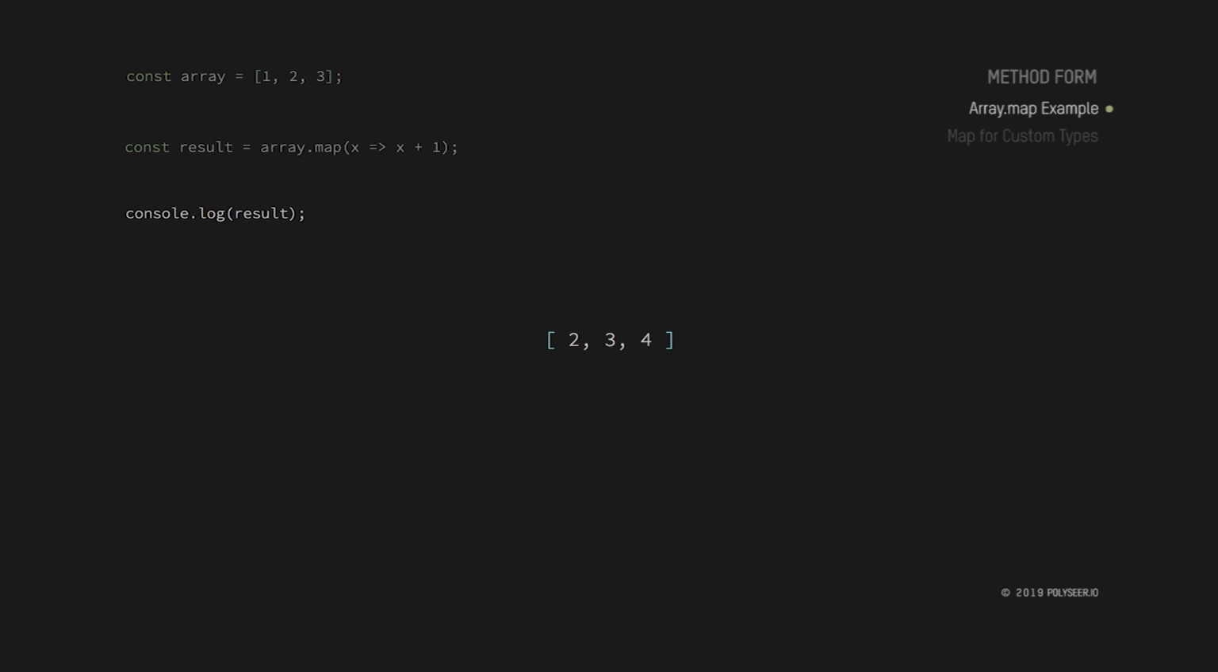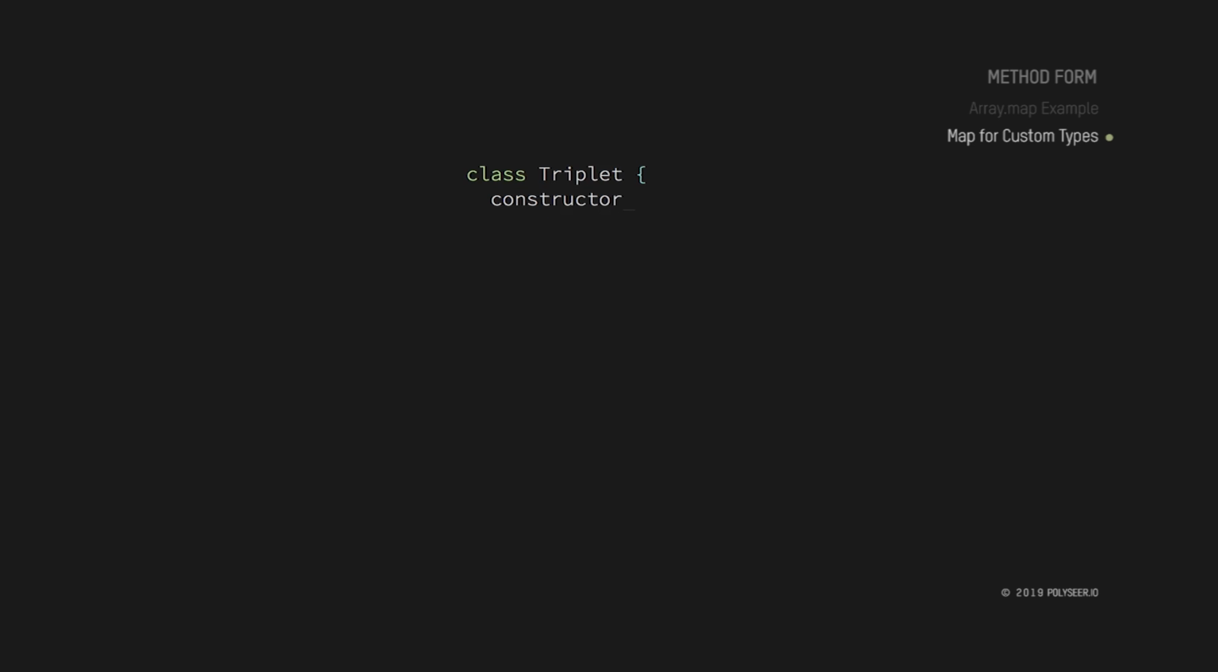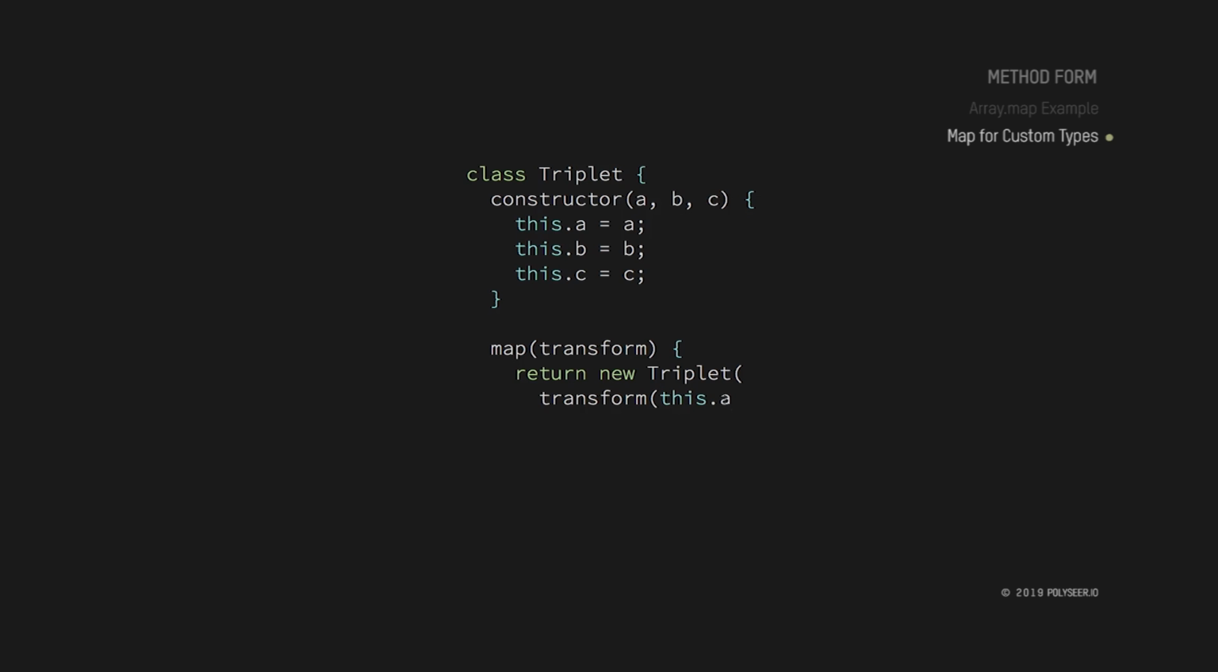One good way to understand this is to take a look at a custom class that we write. And we'll call our class triplet, and it will take A, B, and C, and then store those values internally. We're then going to write our own map method on this class. It'll take some transformation, which is really just a function, and then it will apply that transformation to each element, A, B, and C, and return a new result, which is a new triplet.